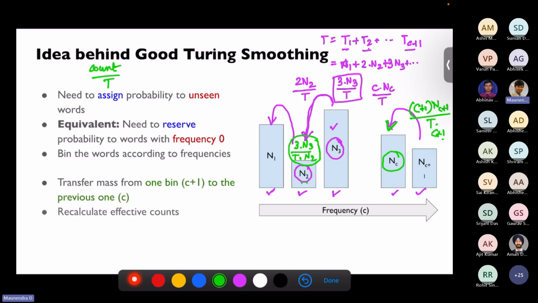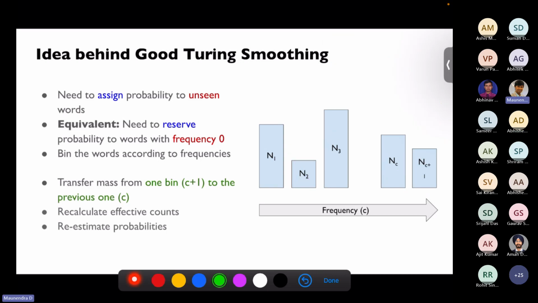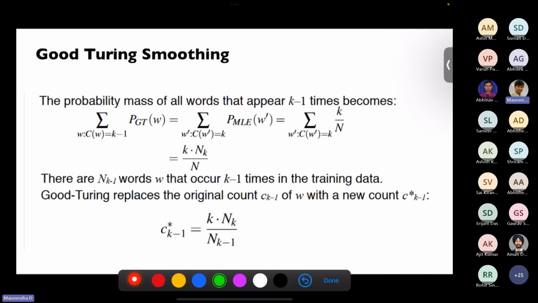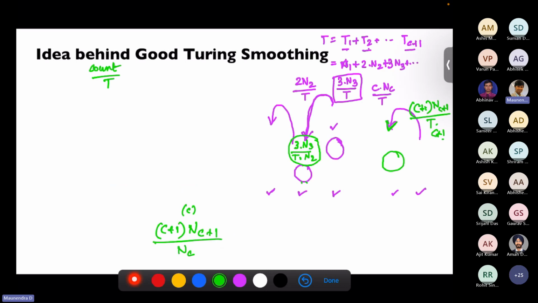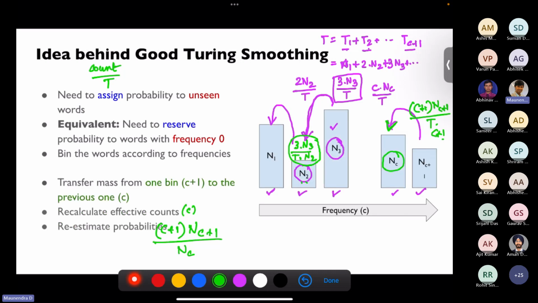So the effective count for a word which had frequency C will become (C plus 1) into n(C plus 1) divided by nC. The next slide gives this mathematically: the probability mass of all words that appear k minus 1 times. We used C and C plus 1 here, and the next slide says k minus 1 and k, essentially the same thing.